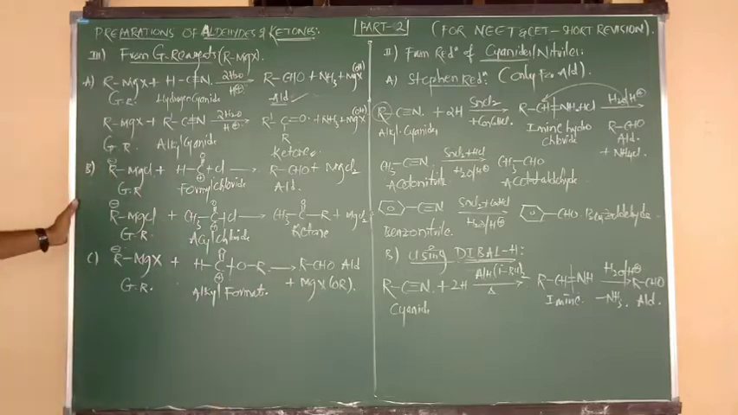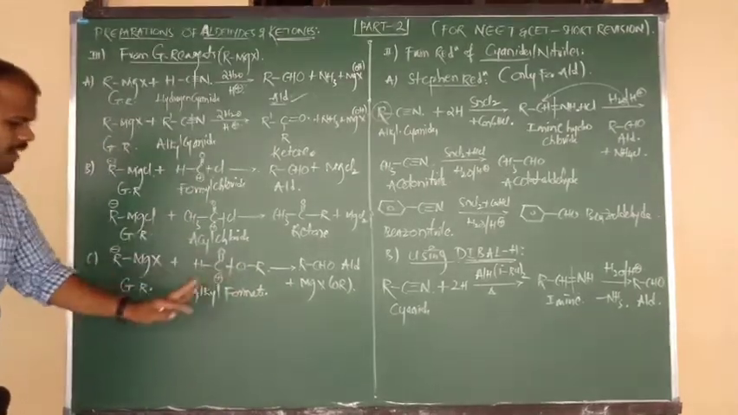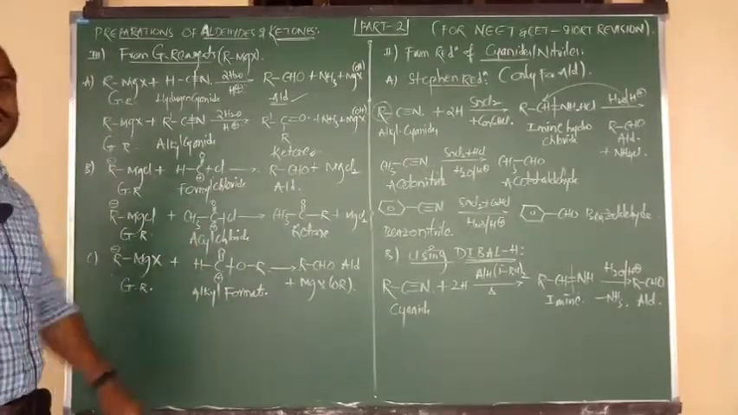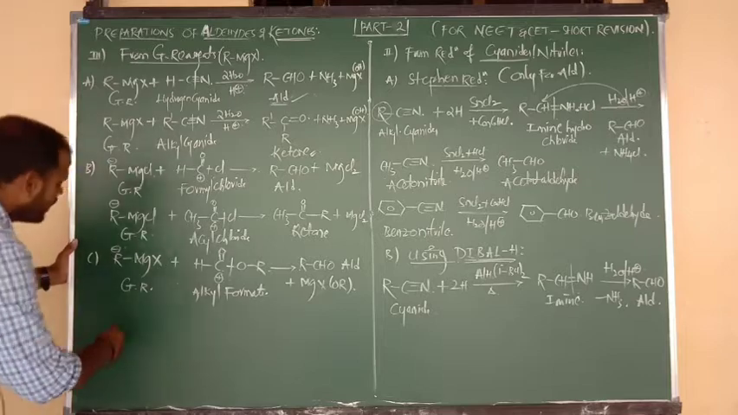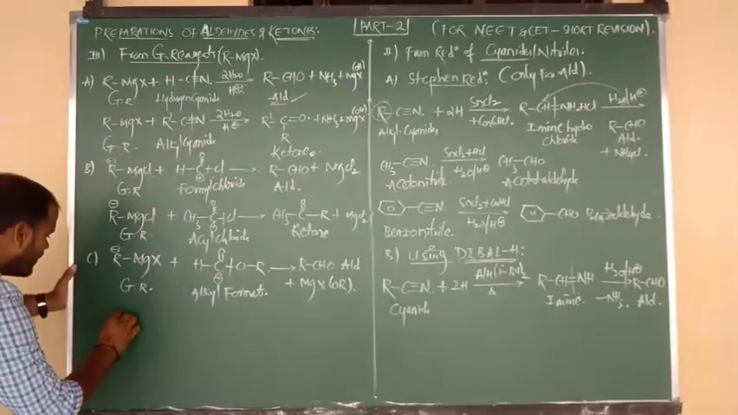Once again, Grignard reagent on reaction with alkyl formate forms the product that is nothing but what, beta? Aldehyde. Okay, good. Next, the byproduct is alkoxy magnesium halide. That is a common thing, you know very well.